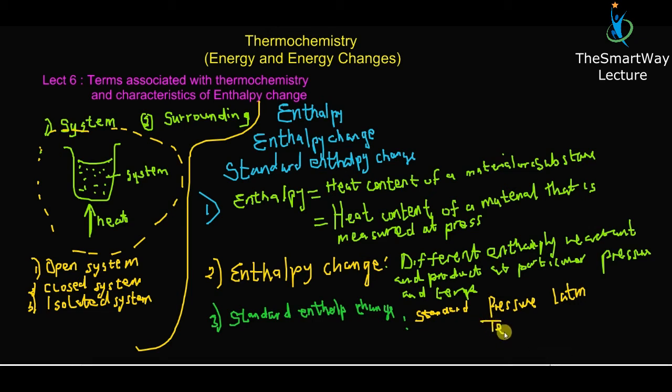And then temperature is also taken to be 25 degrees Celsius, that is normal room condition, or otherwise 298 Kelvin. This 1 atm is the pressure of the atmosphere, and this 25 is the temperature of the atmosphere. That is the room condition, which is also equivalent to this.